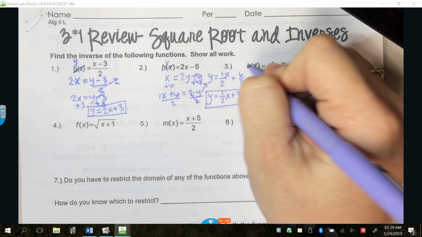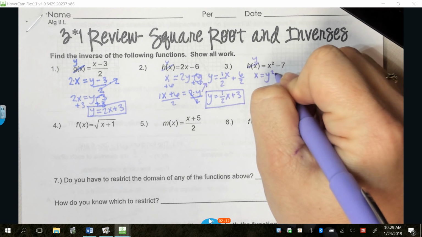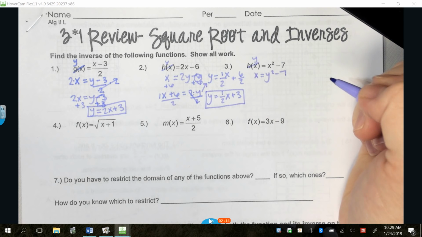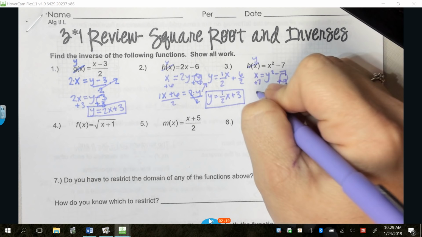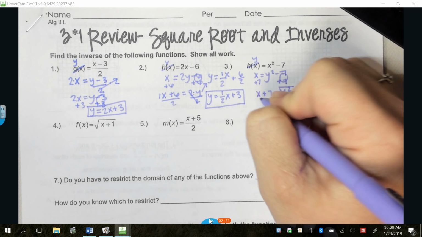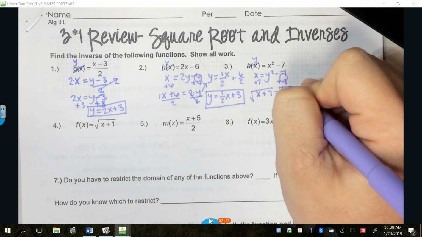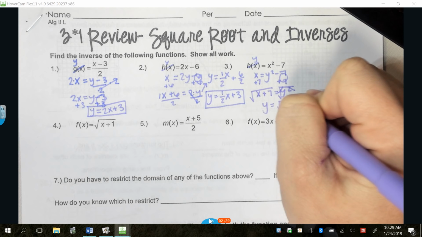Okay, h of x is the same thing as saying y. So x equals y squared minus 7. So we're trying to get y by itself, so we're going to add 7 to both sides. And I get x plus 7 equals y squared. So I have to take the square root to cancel the squared, because that's the opposite. That cancels that. Get y equals square root of x plus 7.